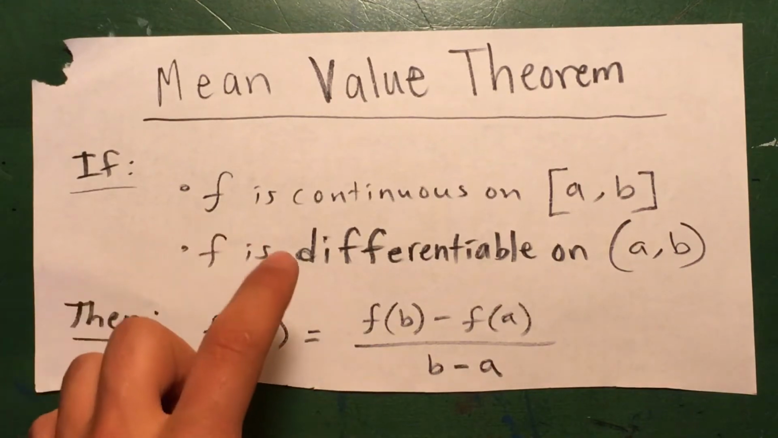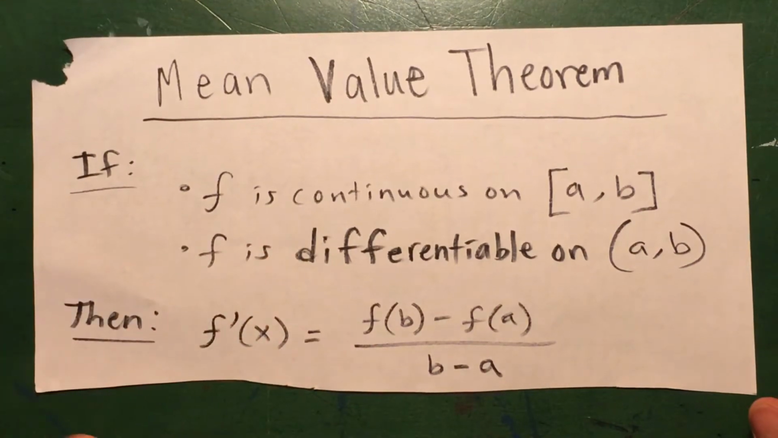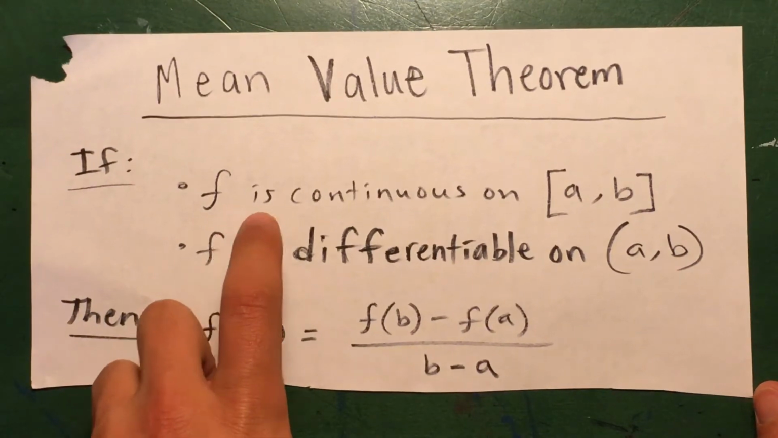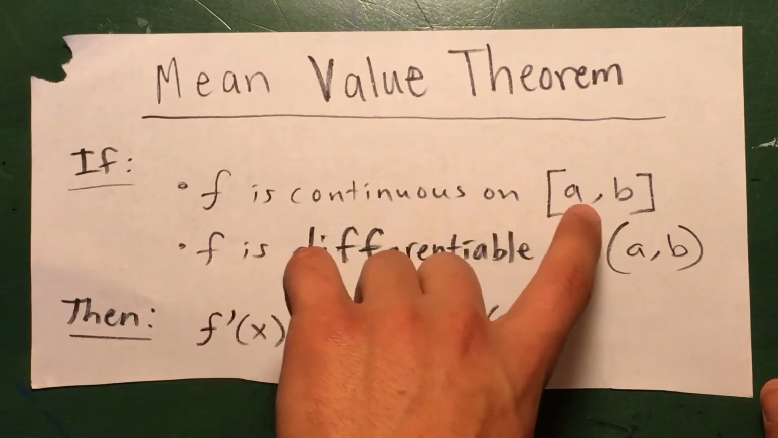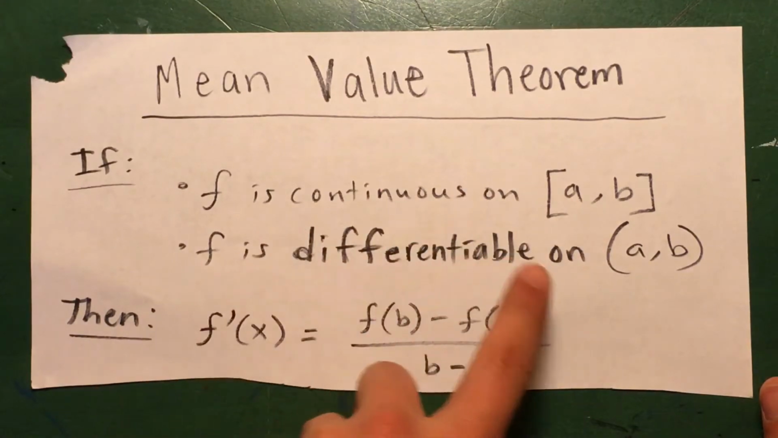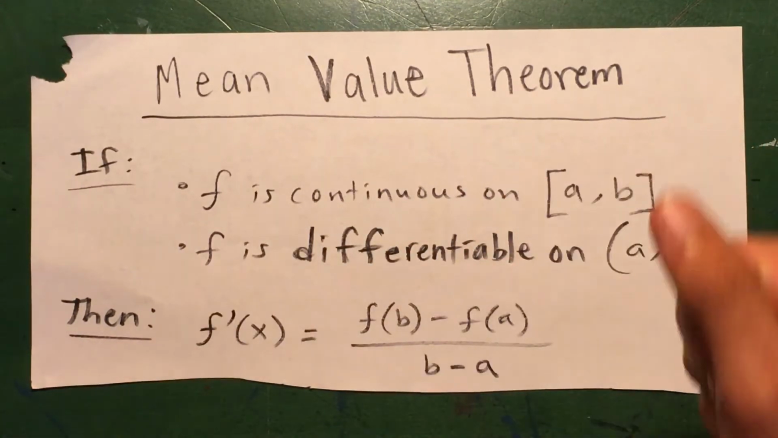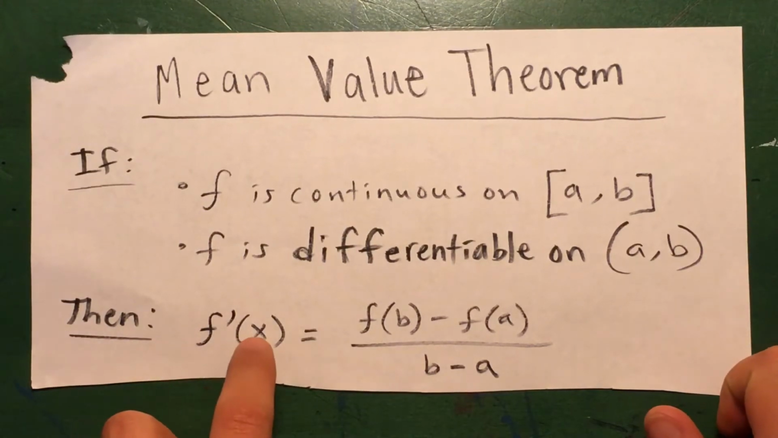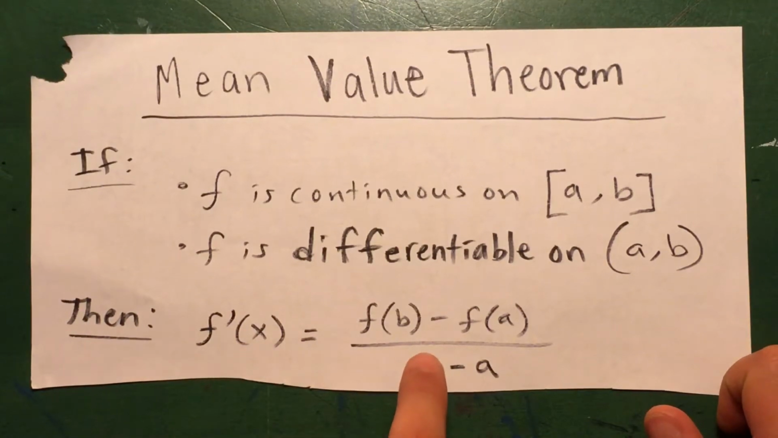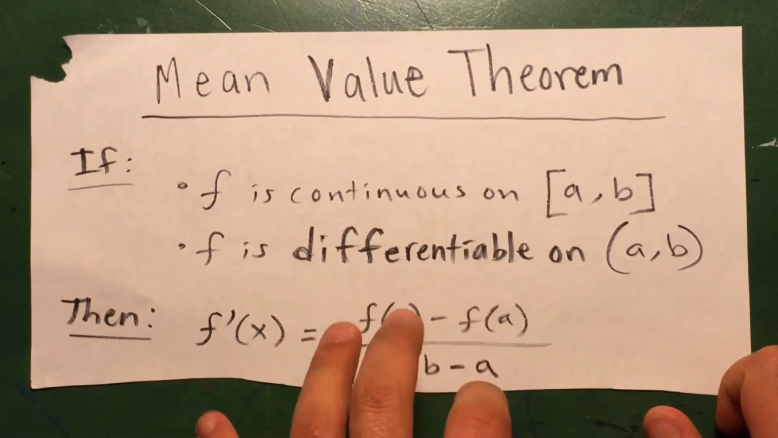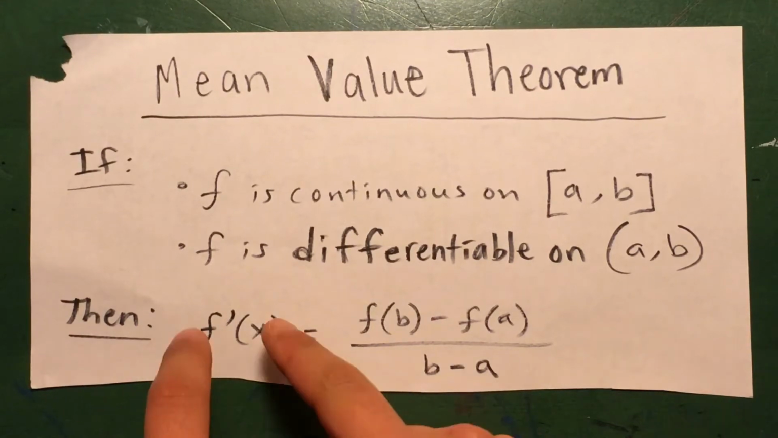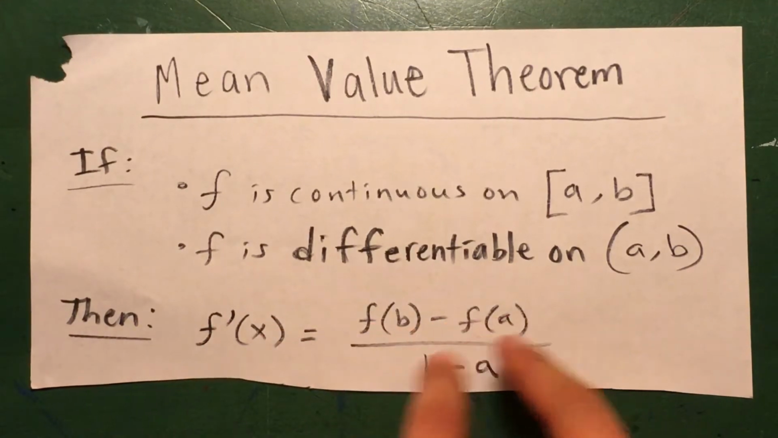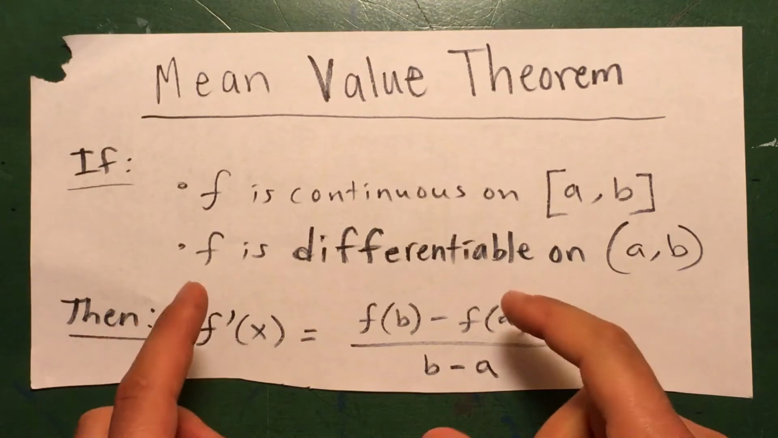So for the mean value theorem to apply in any equation, any function, we need f to be continuous on the closed interval, and then f has to be differentiable on the open interval. And if those two requirements are present, then you set the derivative of that function equal to this, which is kind of the way to find the slope. So you set the derivative equal to f of b minus f of a over b minus a. Just remember that right here.